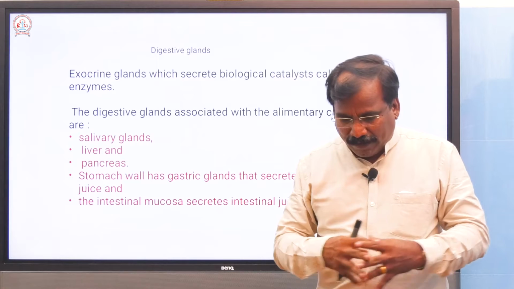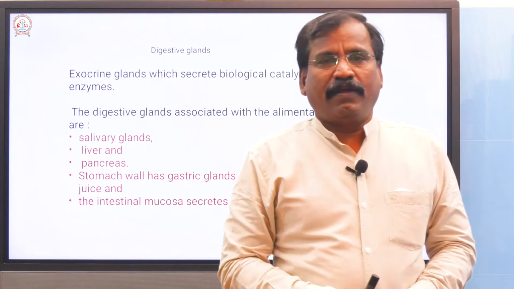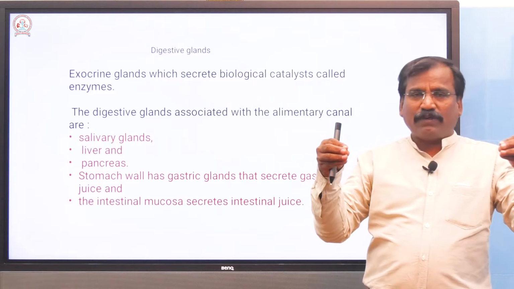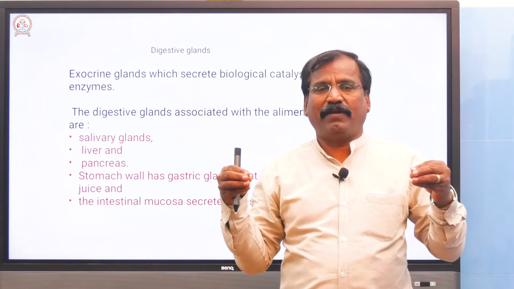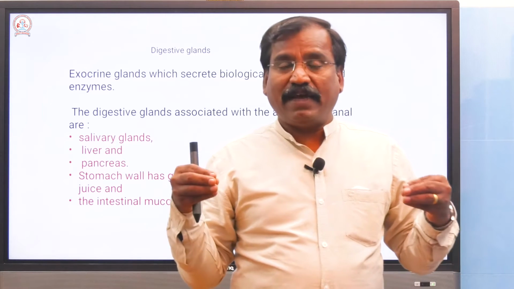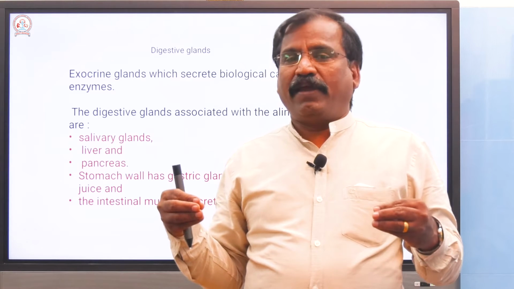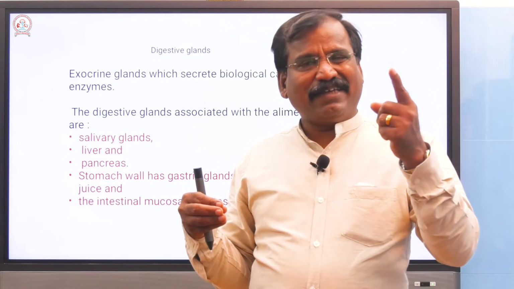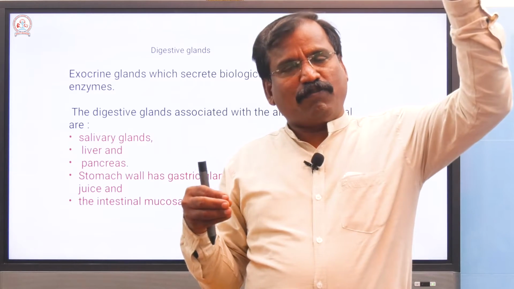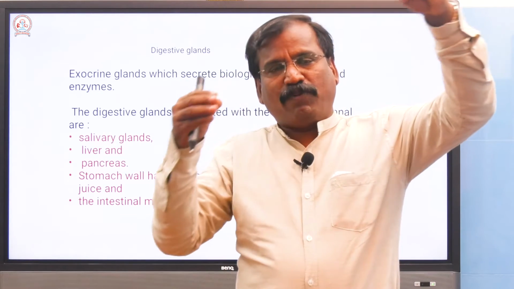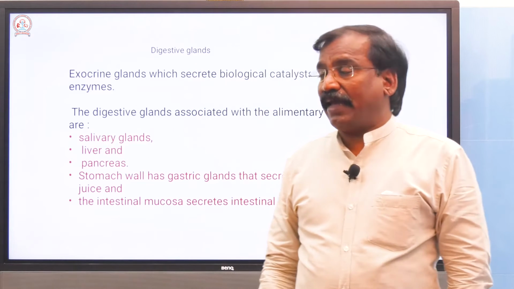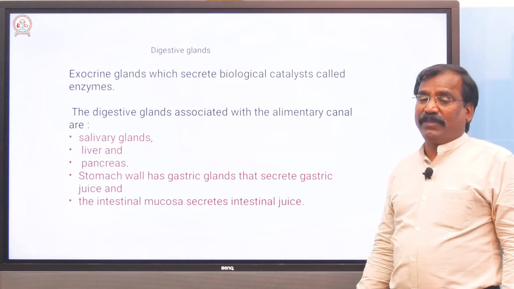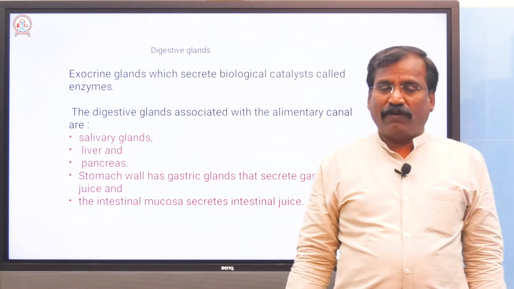That's almost all. The gastrointestinal tract, or the alimentary canal, is completed. The components of the digestive system are composed of the alimentary canal or gastrointestinal tract, which starts from the mouth and ends in the anus. That area is completed. Then next are the accessory glands or the digestive glands, which are associated with the alimentary canal.